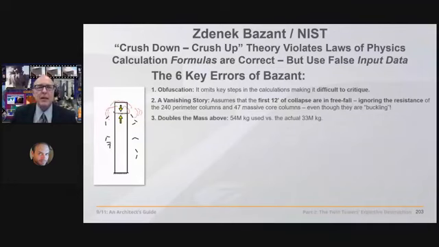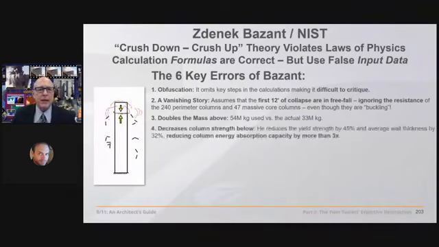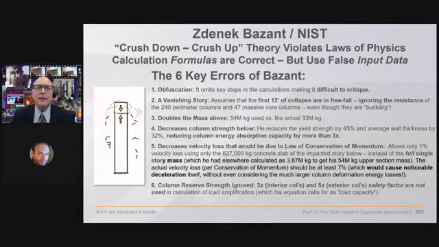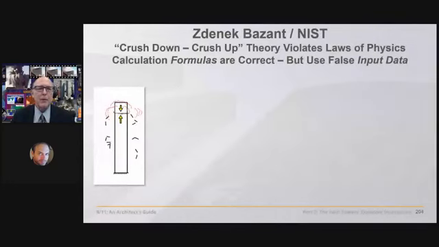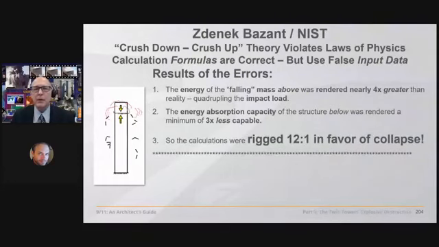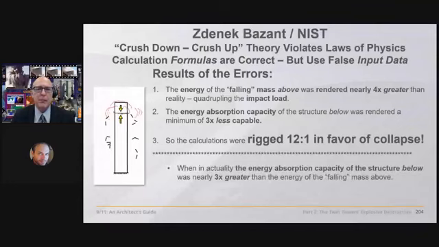They doubled the mass of the top beyond what was natural. They decreased the column strength below by 3 times. They decreased the velocity loss due to the law of conservation of momentum, and they eliminated the column reserve strength. These columns are 3 to 5 times stronger than they needed to be to hold this building up. So by the time you do all that, what you've done is you've rigged the equation 12 to 1 in favor of a collapse. This was actually done and submitted and approved by the Journal of Engineering Mechanics.